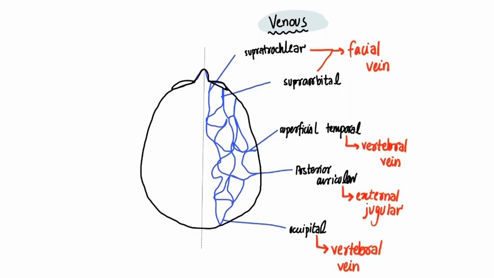Every artery has a respective vein traveling with it. The supratrochlear and supraorbital drain into the facial vein. The superficial temporal and occipital drain into the vertebral vein, and the posterior auricular drains into the external jugular vein.